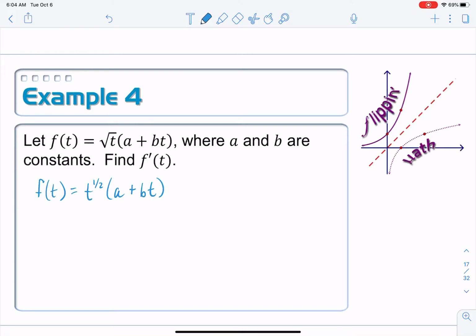Okay, so let's take the derivative using the power rule here, which is the derivative of the first one times the second one. So we'll leapfrog that power down. 1/2 t to the, subtract 1 from the power, negative 1/2 times the second one, a plus bt, plus the first one times the derivative of the second one. So remember that these things are constants here, they're just numbers. So the derivative of a, that's 0, it's going to be gone. And the derivative of bt, it's just like a linear term, it's just going to be b.